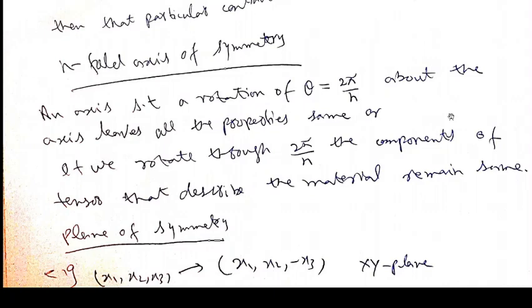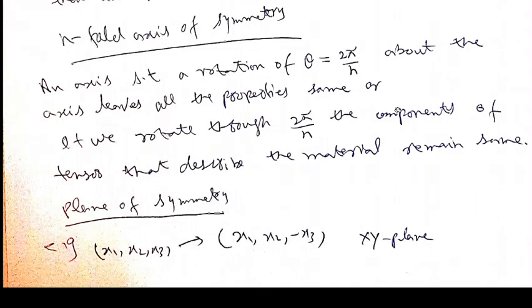See, like that we take the rotation. If we are rotating the system about the x3 axis with some angle, in a similar fashion we are saying that we are taking the rotation about an axis with an angle of this, and if the properties of the material, that is, the components of the tensor which represents the material, will not change, then we will say that that particular axis is the n-fold axis of symmetry for that material. This will be more clear when we go further and discuss different types of continuum.